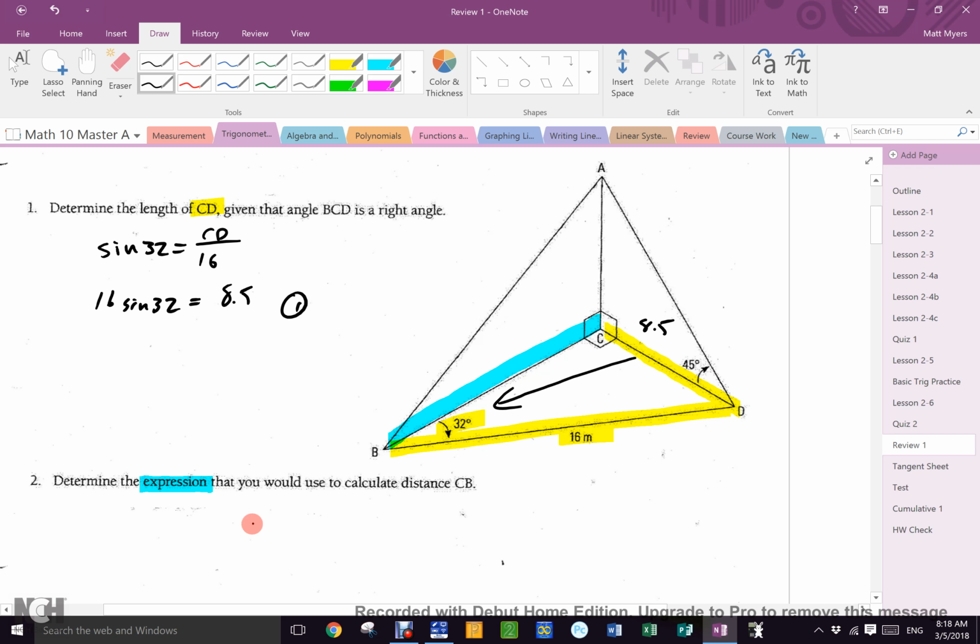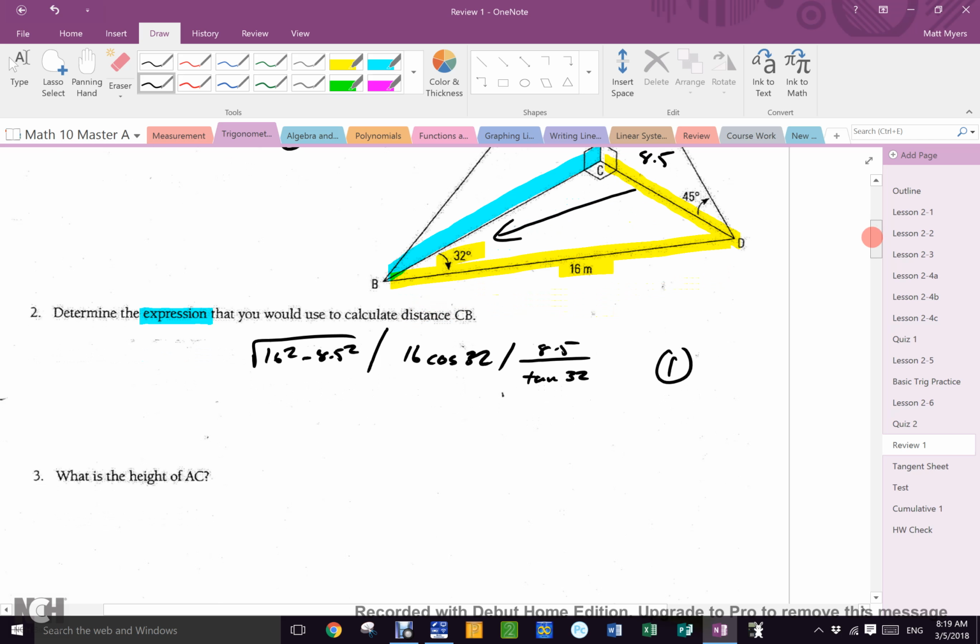You either have the square root of 16 squared minus 8.5 squared, or you have cos 32 is adjacent over 16, cos 32, or you have opposite over adjacent, 8.5 divided by tan 32. You have one of those three things. If you did those and gave me an answer, you still only get the one mark because you showed me the expression you were going to use.